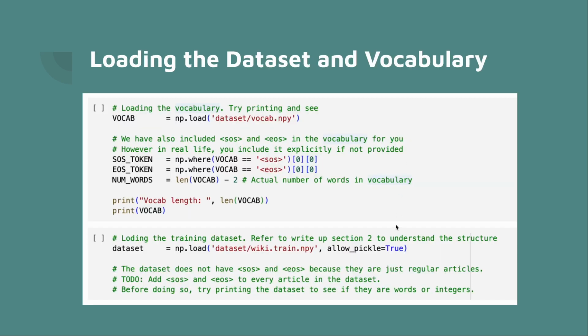Taking a look at the code for the things we just discussed, we first load the dataset and the vocabulary files, which are stored as .npy files. We have defined and added the SOS tokens and the EOS tokens as a part of the vocabulary for you in advance. Additionally, it is highly recommended that you play around and interact with the dataset, print a few articles, and also print the first few samples from the validation set to get an idea of what you are working with.